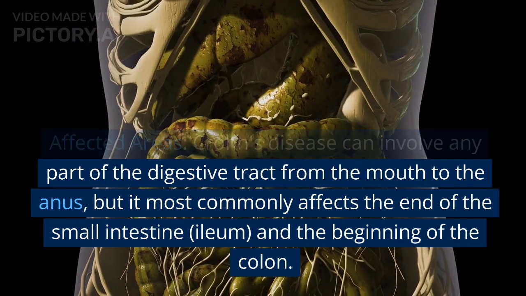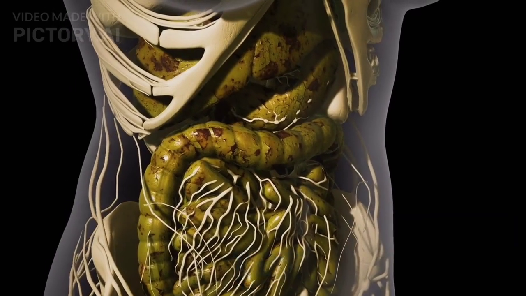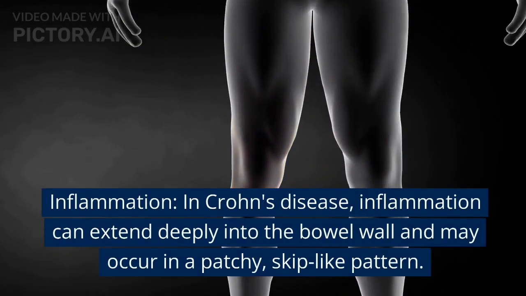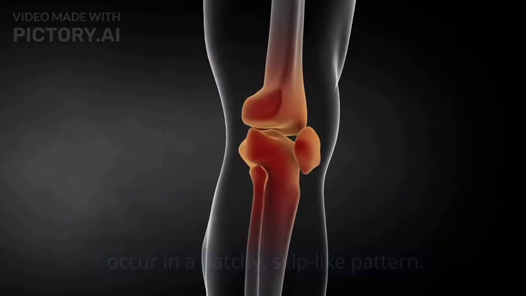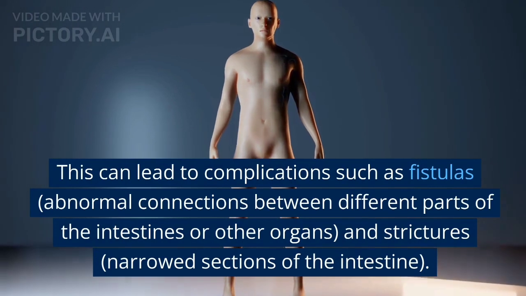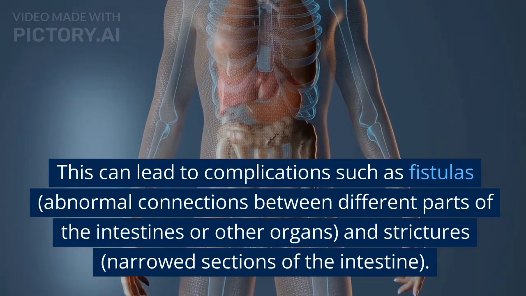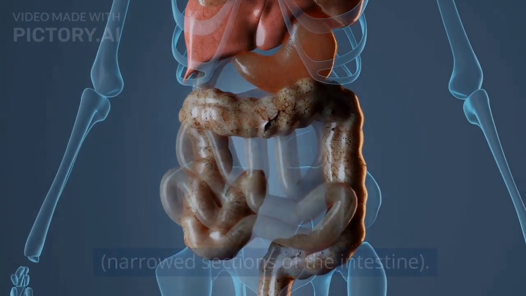but it most commonly affects the end of the small intestine, ileum, and the beginning of the colon. Inflammation. In Crohn's disease, inflammation can extend deeply into the bowel wall and may occur in a patchy, skip-like pattern. This can lead to complications such as fistulas, abnormal connections between different parts of the intestines or other organs, and strictures, narrowed sections of the intestine.